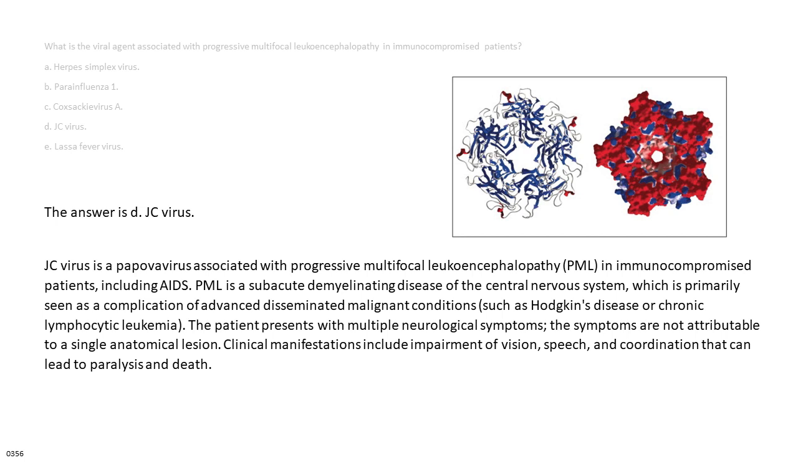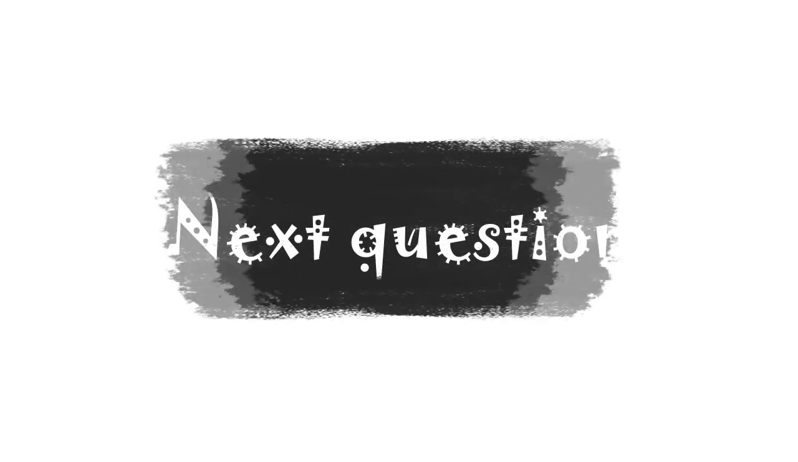The patient presents with multiple neurological symptoms. The symptoms are not attributable to a single anatomical lesion. Clinical manifestations include impairment of vision, speech, and coordination that can lead to paralysis and death.